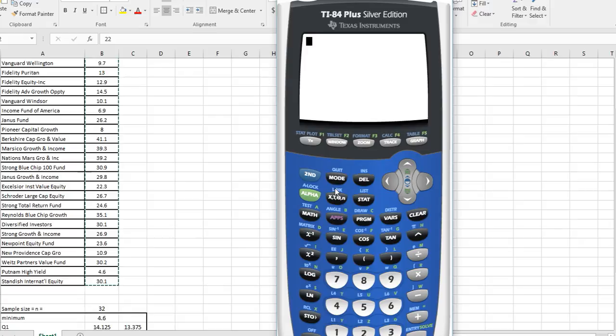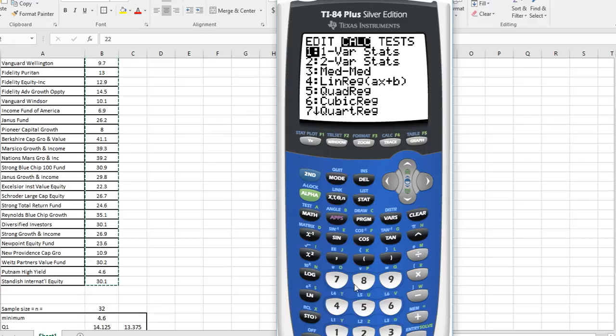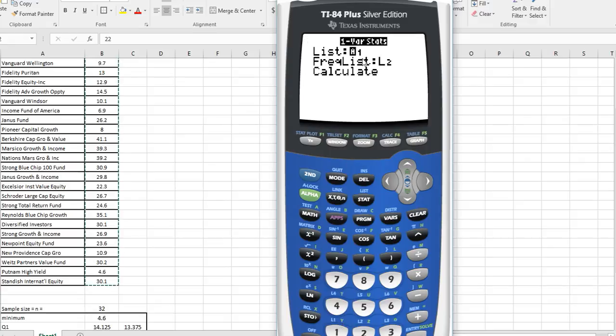So if I go Quit, and I go to Stat, Calc, one variable statistics, number 1. The list is L1, so that would be second 1 to get L1. The frequency list, just leave it blank. So everything has frequency 1. Now, if you actually had a frequency table with data and frequencies, then you'd tell it the list where the frequencies are stored. But we just do it like that, and we say enter.